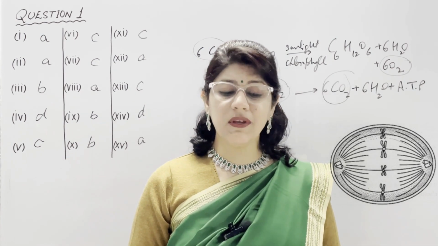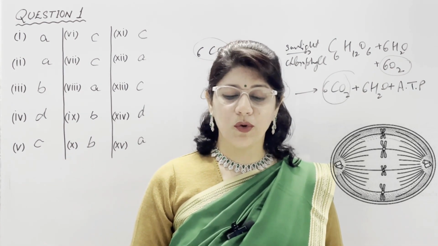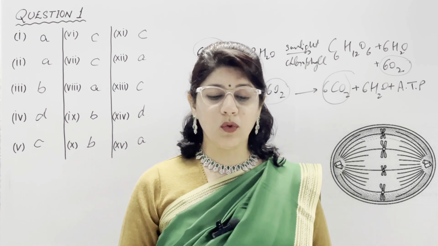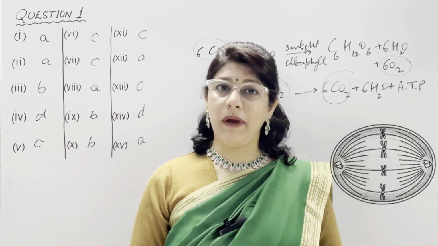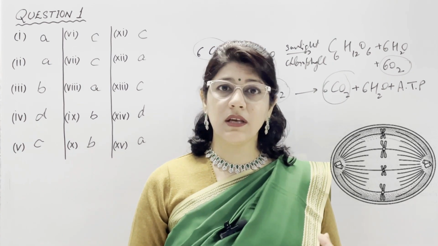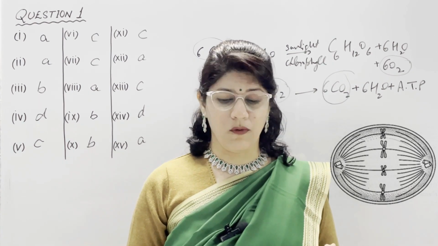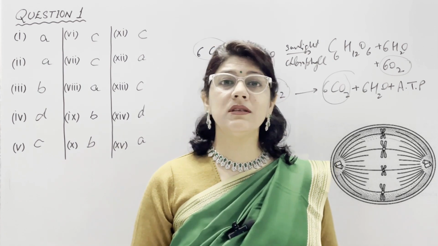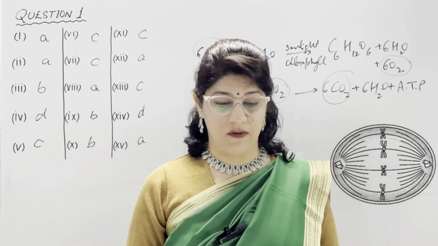Part C is name the stage as follows the one shown in the diagram, and we know the sequence is IPMAT: I is interphase, P is prophase, M is metaphase, A is anaphase, and T is telophase. So according to this sequence, our answer should be anaphase.